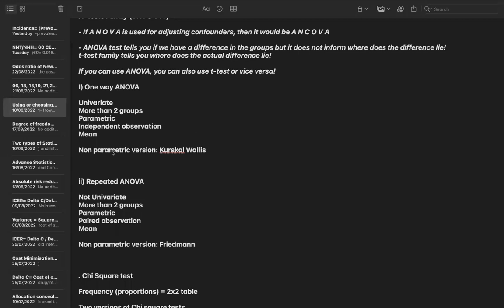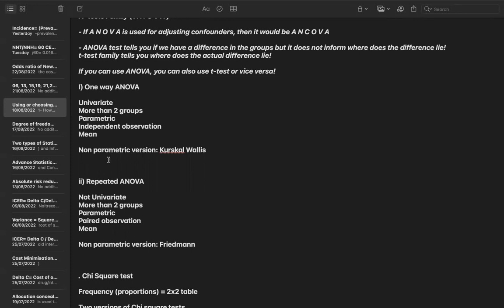We were talking about ANOVA. We have two different types of ANOVA, one-way ANOVA and repeated ANOVA. One-way is used when we have univariate, that means one variable, and two or more groups, parametric distribution, and independent observations. On the other hand, in repeated ANOVA, we have more than two groups. It should not be univariate. Repeated ANOVA means we have multiple variates, parametric distribution, paired observations, not independent observations, and it should be measuring mean. But if we have a non-parametric version, it is not measuring mean, it is measuring median.